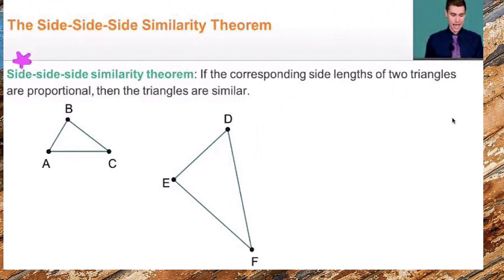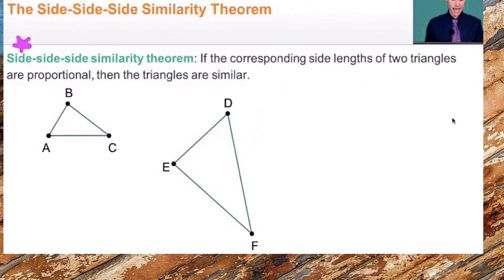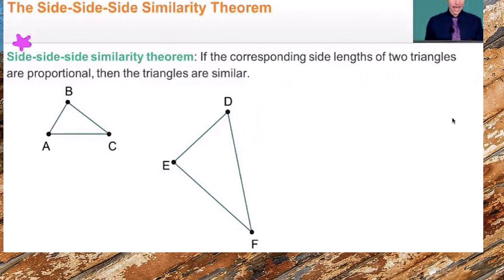Side, side, side similarity can be found by setting up your corresponding sides in a proportion or a statement of proportionality, and then you can reduce those to determine if they are in fact going to be similar to each other.